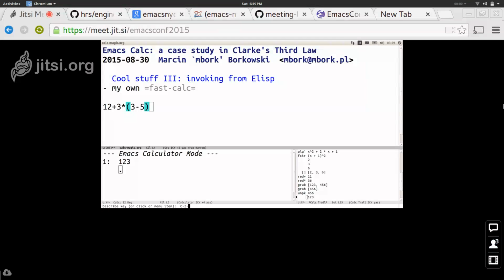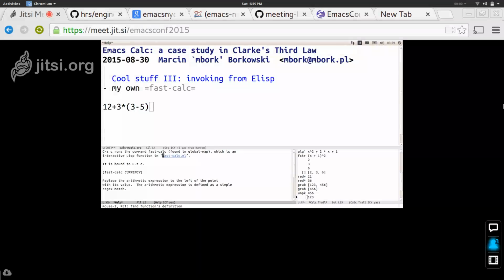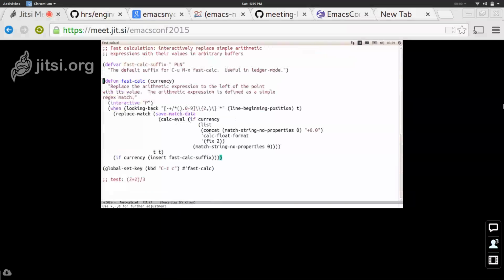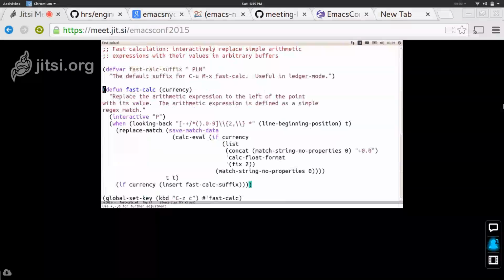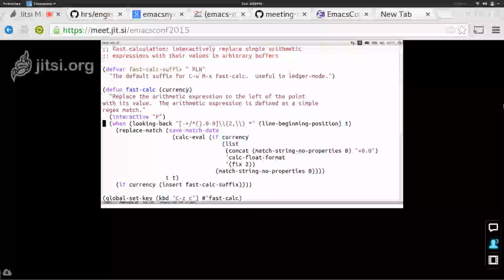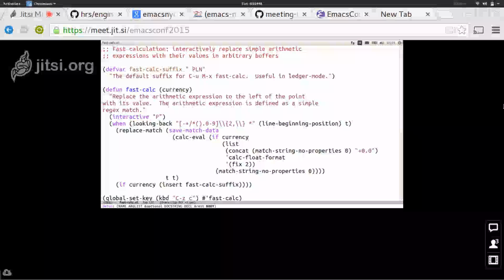Ctrl Z, C. It's the fast Calc function. So this is basically it. So what does it look like? Well, it detects the formula by a very, very simplistic regex. I didn't want it to be anything more complicated.